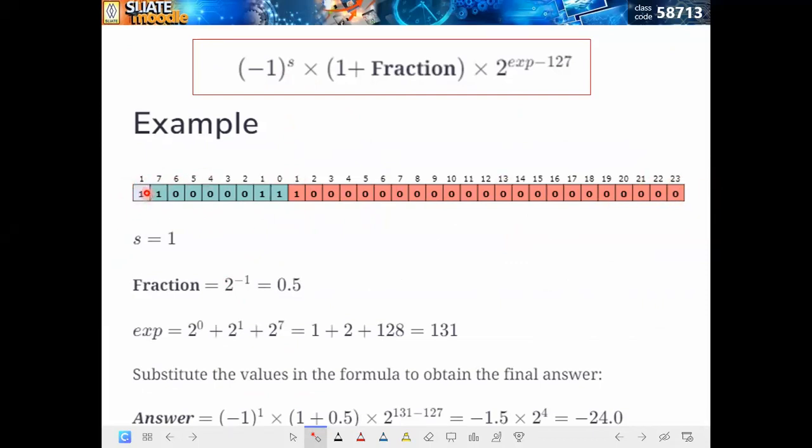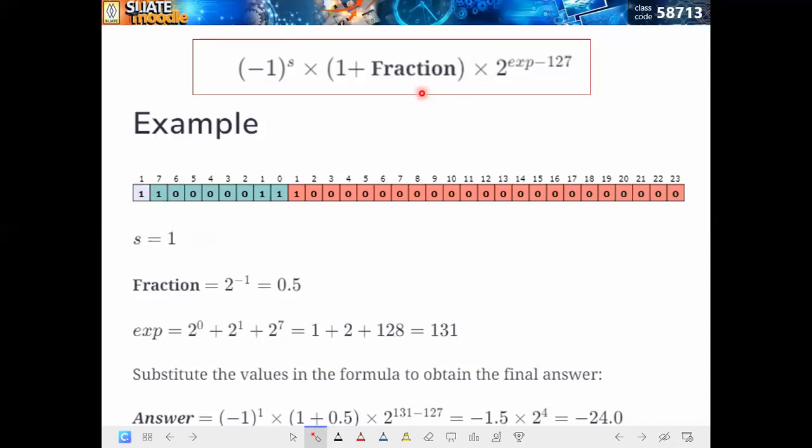Here, for the sign bit, it's 1. So S equals 1, right? S means the sign bit. If it were 0, we would use 0, but here it's 1. S value is 1, so we use 1.